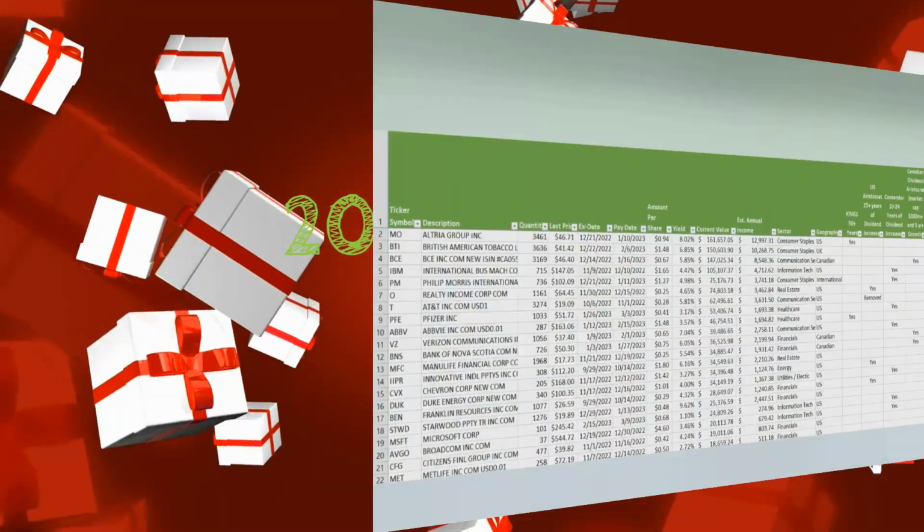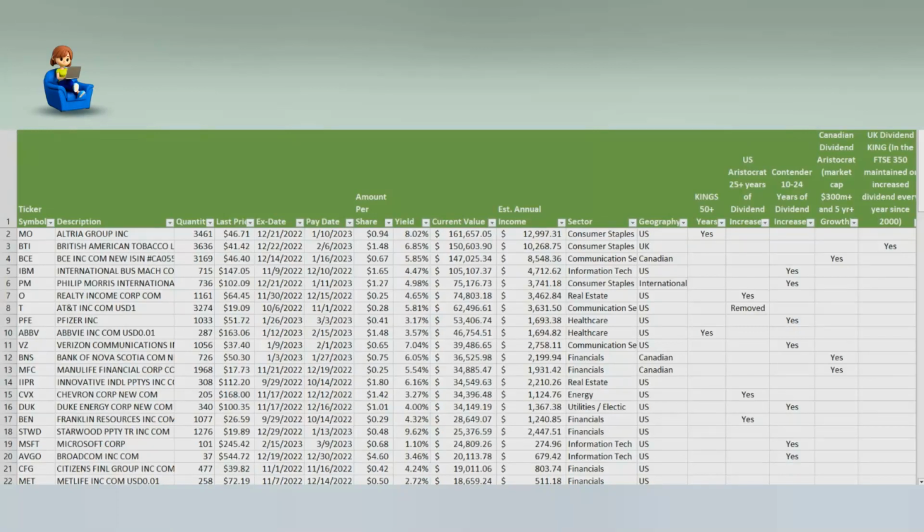So let's dive in. All right, here we are in my spreadsheet. And just to quickly orient you, I've got the ticker symbol, description, quantity of shares I own, last stock price, next ex-date and pay date, the amount per share, the current yield, current total value in my accounts, the estimated annual dividend income, which sector, and geography.